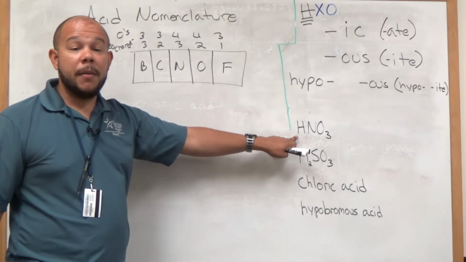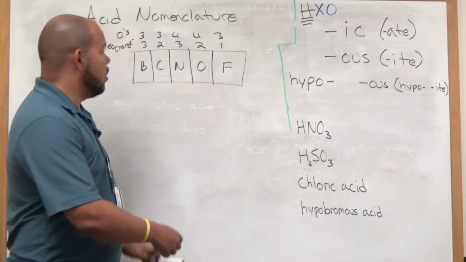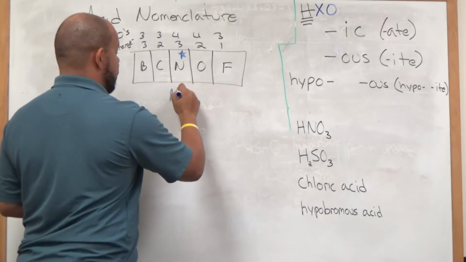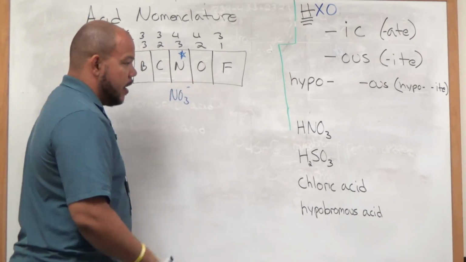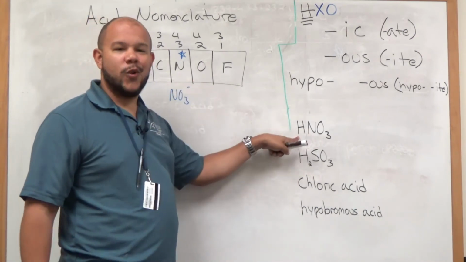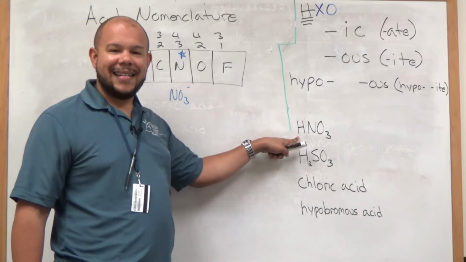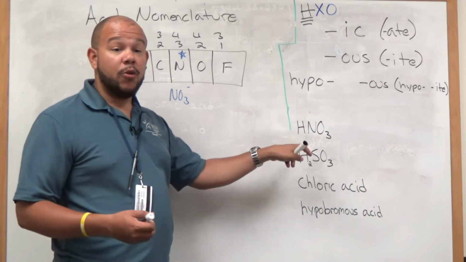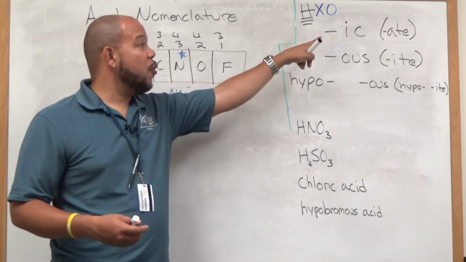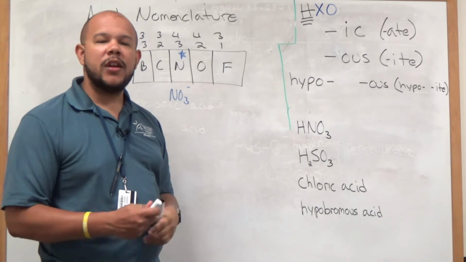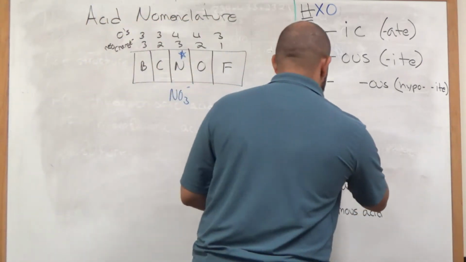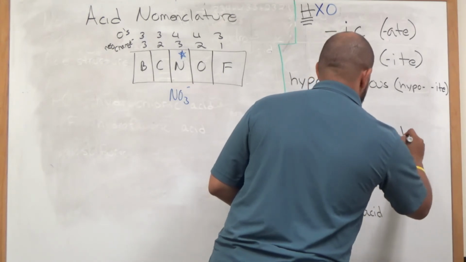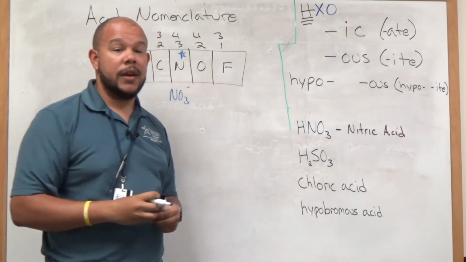So we should remember that nitrogen is our one exception to the rule. We should remember that nitrate is NO3 minus 1, and we see NO3 minus 1 here in our acid formula. We have H first. We know it's an acid. NO3 minus 1 is the ate form. So we are dealing with nitric acid.